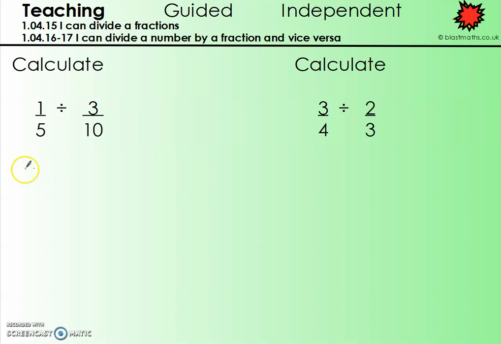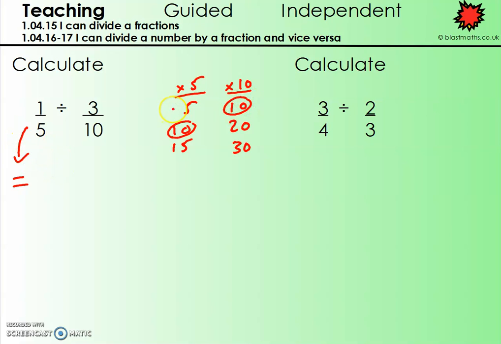Right, to divide by fractions, the first thing we need to do is get the denominators to be the same. The way we do that is by getting the lowest common multiple of the two denominators. As you can see here, 10 is the lowest common multiple.